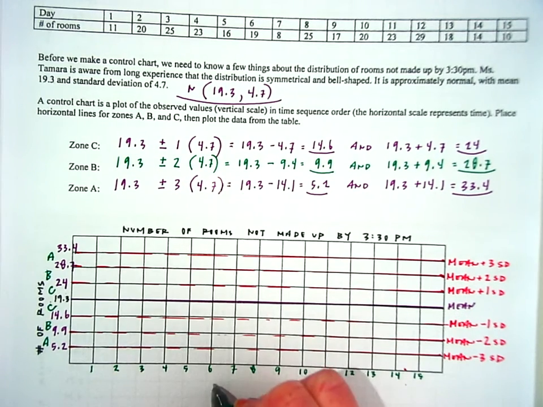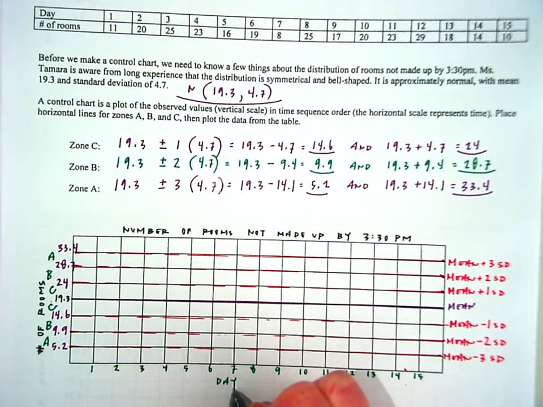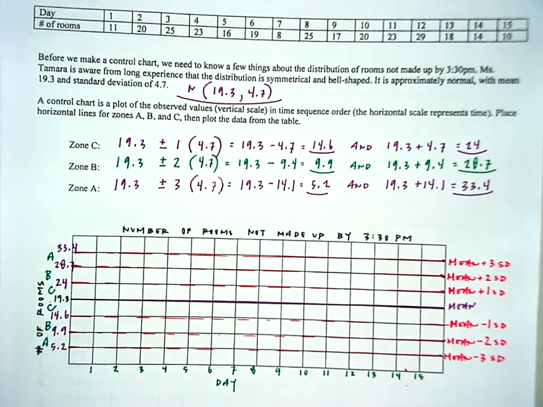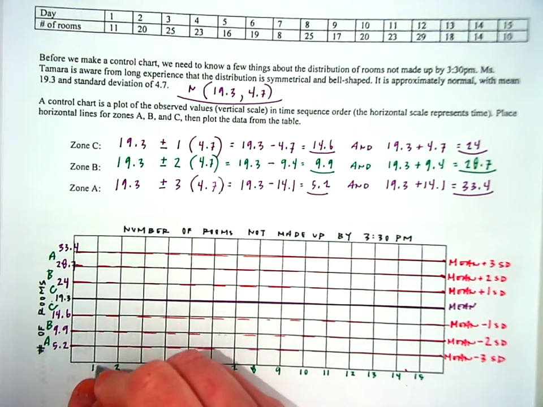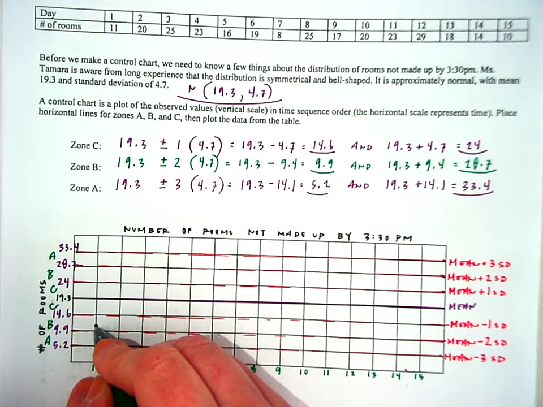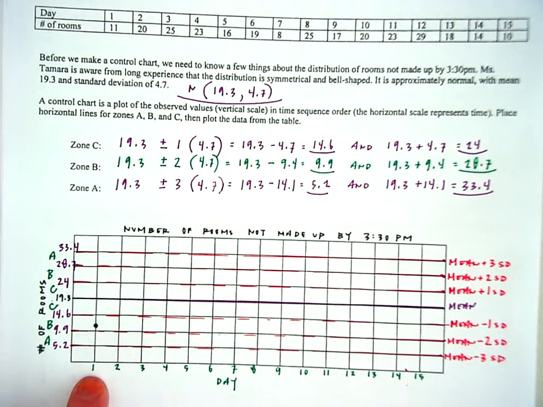Okay, and then here we have day number. Okay, so now we're ready to plot our data, and it has to be in sequential order. So I'm plotting my 1 at 11. And it doesn't have to be perfect, but it should be in the right region, so right about there.